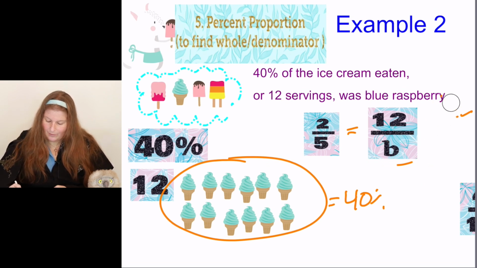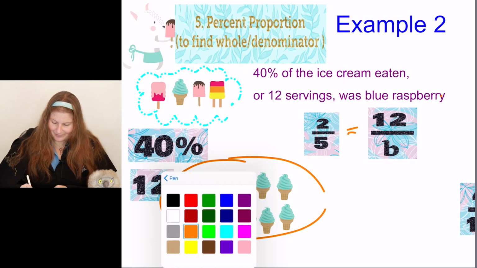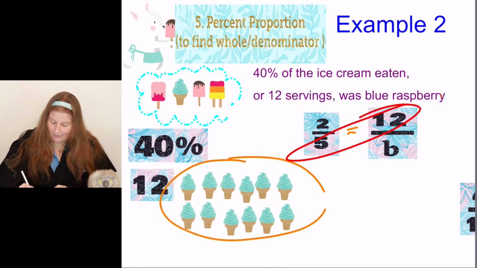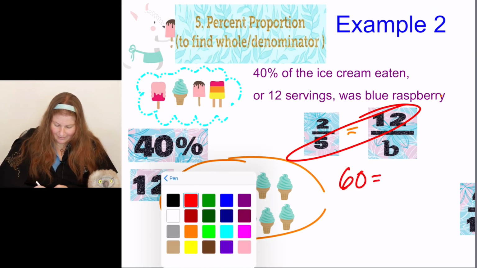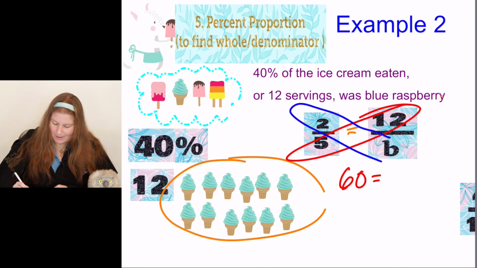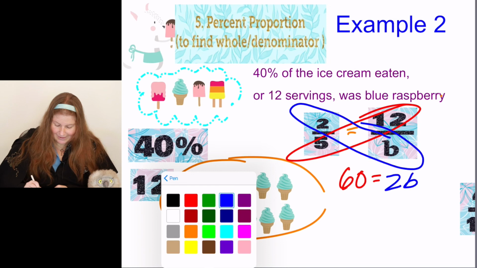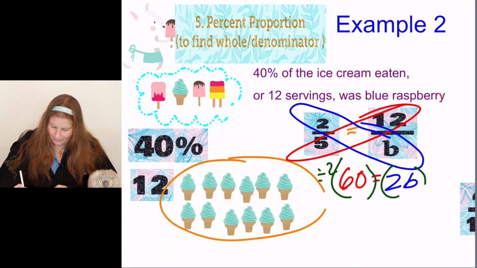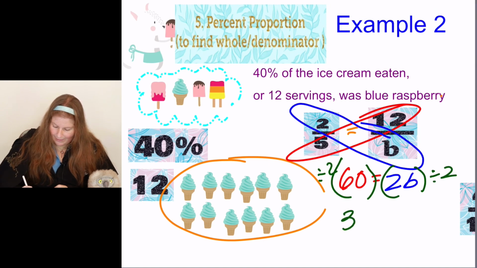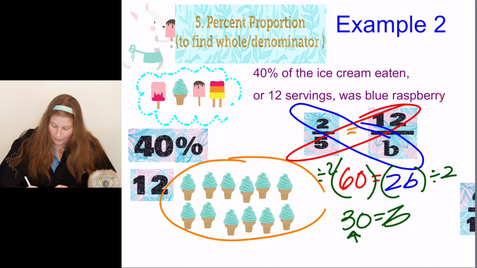Next up, now that we've done step 1, we're going to do step 2, or cross multiply. So on one side, I get 5 times 12, which is 60. And on the other side, I get 2 times b, or 2b. I can easily divide both sides of those equations by 2. And I get that 30 is equal to b. So 30 is the total number of servings of ice cream.